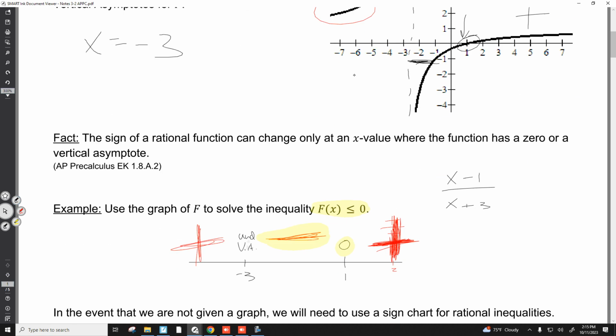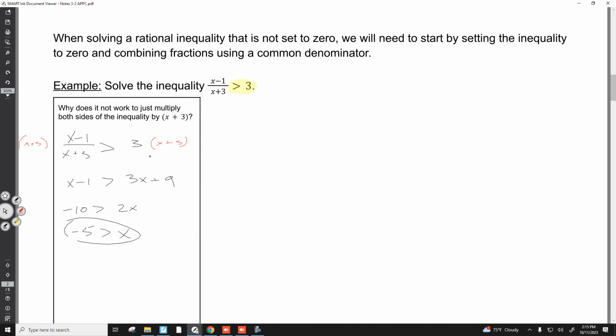So what happens? By multiplying by this denominator, we removed our knowledge and the importance of the vertical asymptote. This is not the way to go. Cross it off. Great job. It looks algebraically sound, but it removes the importance of the asymptote to signs and to inequality, and we can't have that. We need that asymptote. So what do you think is another way to go? Tell your neighbors. We can't multiply by x plus 3. What do you think we should do? Go.